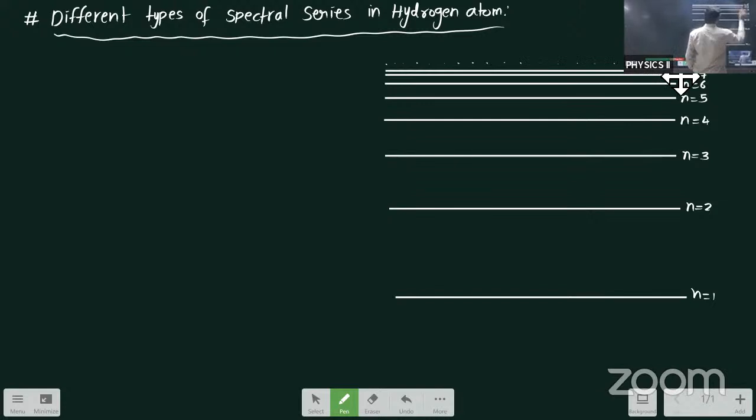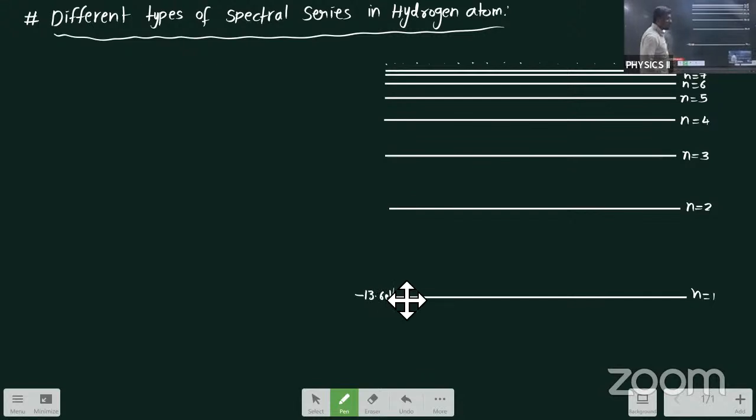And we know that the energy corresponding to the ground state will be how much? In the ground state, the energy of the hydrogen atom will be minus 13.6 electron volt. Here the energy will be minus 13.6 electron volt.